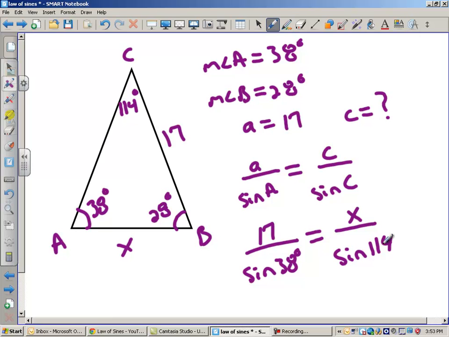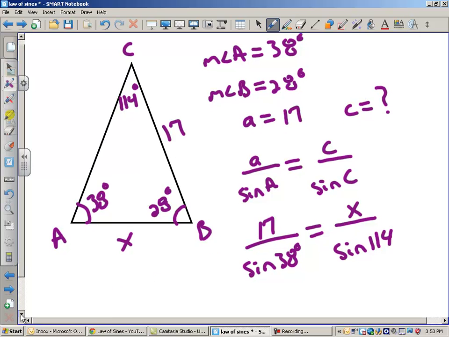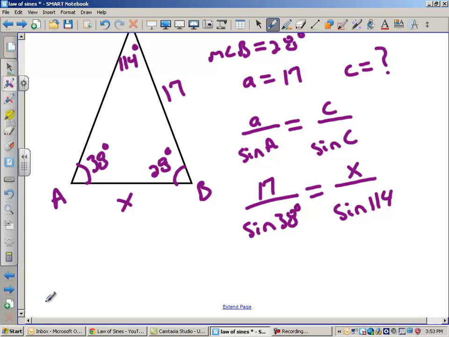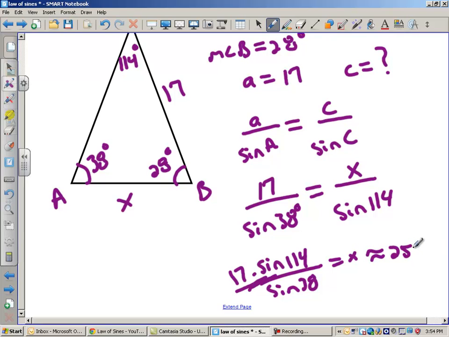And all you're going to do from here is cross multiply. You've been doing that since, I don't know, 6th grade. That's something we do really well in this district: cross multiplication and the Pythagorean Theorem. So you cross multiply, and you get the sine of 114 divided by the sine of 38, times 17. This is going to equal X. That's all you do. This works out to be about 25.2. So easy.